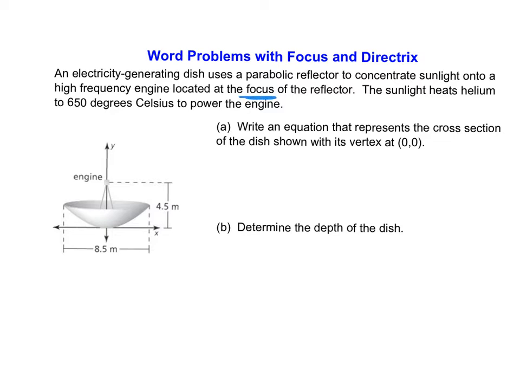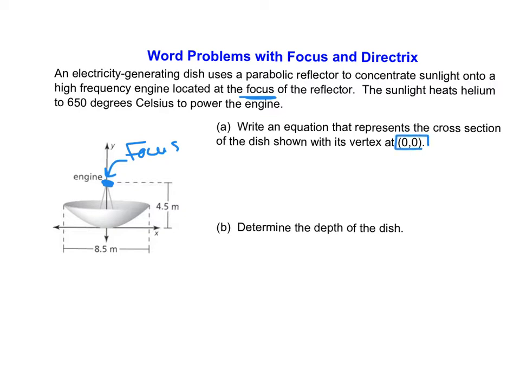There's a lot of information there, but really the only thing you need to know is that the energy is being concentrated right here at what is called the focus. So we need to know that that is our focus point. We're going to use that to our advantage. Then it says the sunlight heats helium to 650 degrees Celsius to power the engine. So in that entire paragraph, the only thing we need to know about this parabola is that the focus is that point right there.